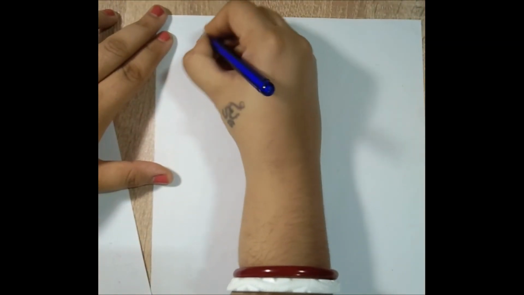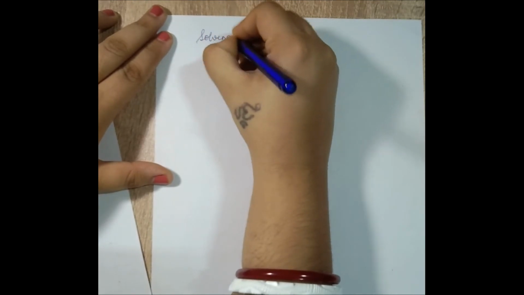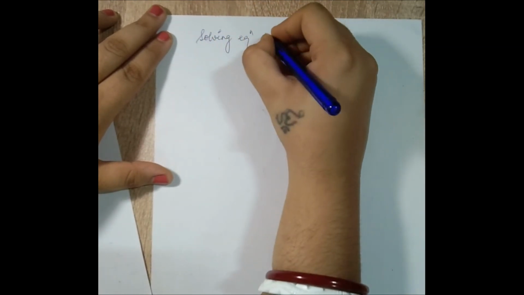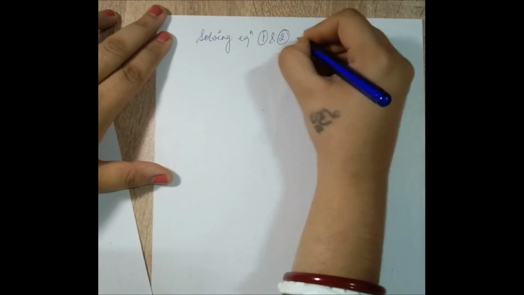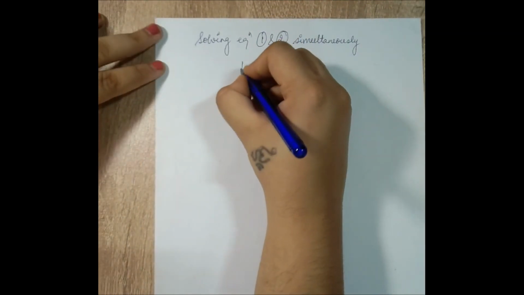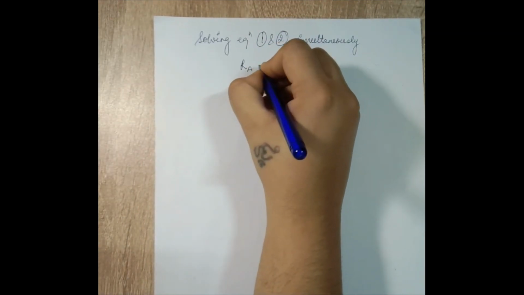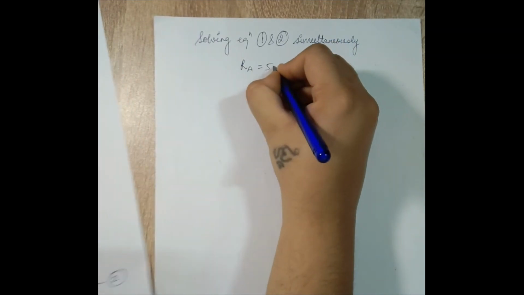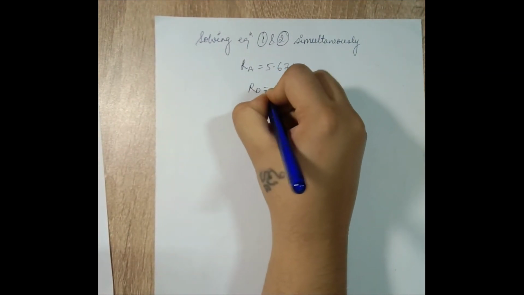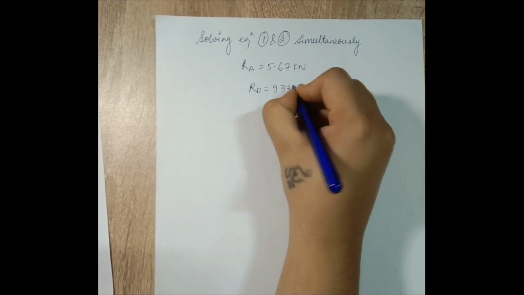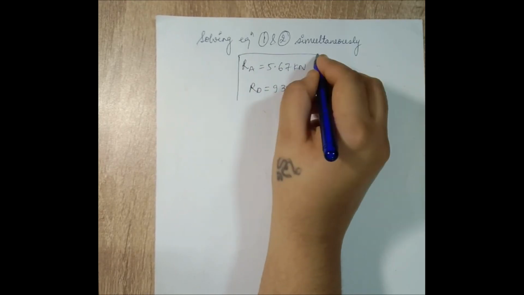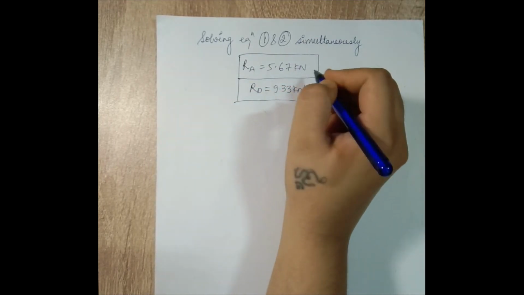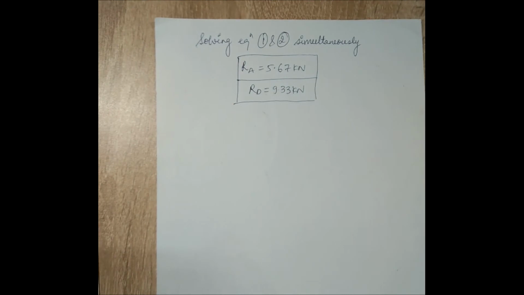So when I solve equation 1 and 2 simultaneously, I'll get the value of RA as 5.67 kilonewton and the value of RD is 9.33 kilonewton. So these are two answers that I get. Using this, I can calculate the stress in part AB, BC and CD.